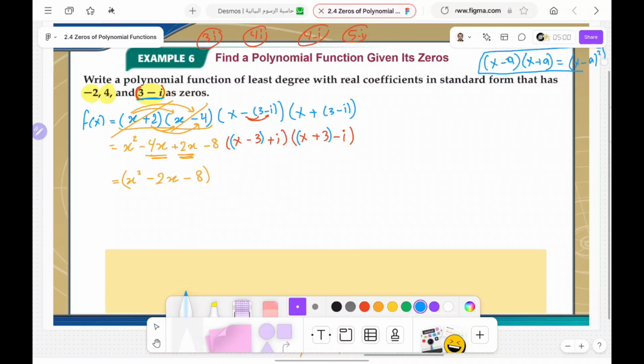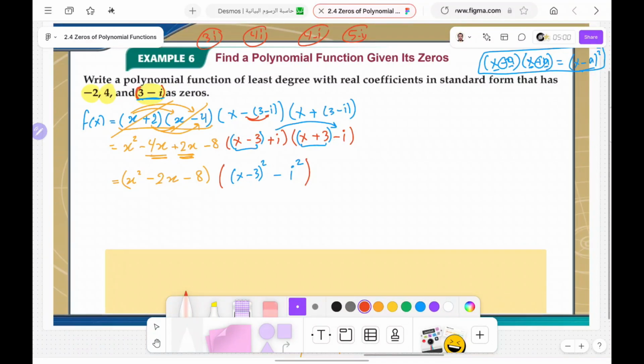Okay, when you have two brackets with the same x, same a, and only the sign is different, you have to keep both of them, each with a square. As you can see, this x plus 3 and x minus 3 are the same, so it will be x minus 3 squared. And here I is positive and here is negative I. If we multiply them, we will get negative I squared.